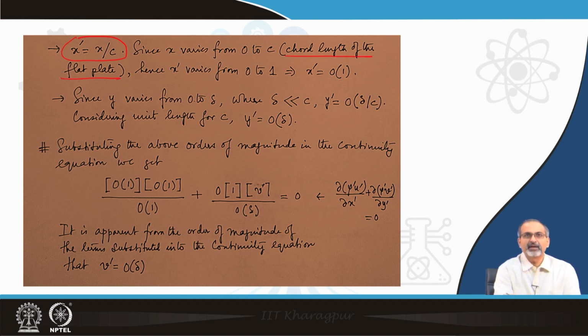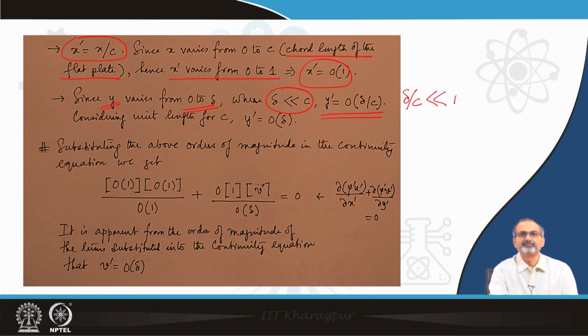This is the chord length of the flat plate, or simply the length of the flat plate, and thereby x dash gets an order of 1. Now, coming to y, it varies from 0 to delta, that is the extent of y within the boundary layer, and remember that delta is much less than c. Defining y dash, it is of the order of delta by c, and since delta is much less than c, this ratio is also much less than 1. We will call it order delta.